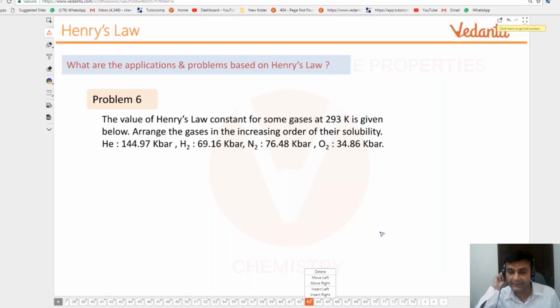So arrange this in the increasing order of the solubility. You can take it as a multiple choice question also. We have to arrange them in the increasing order of their solubility. Four options are there. Give me the right option.